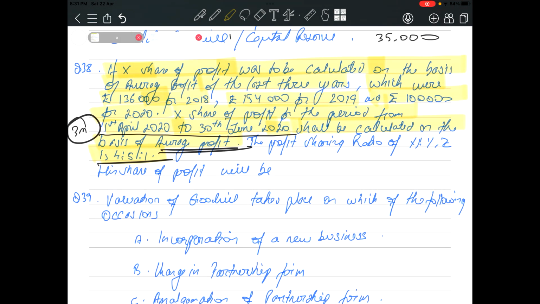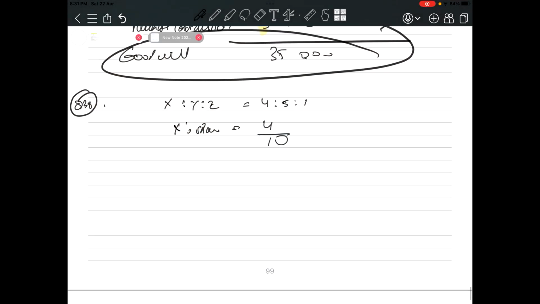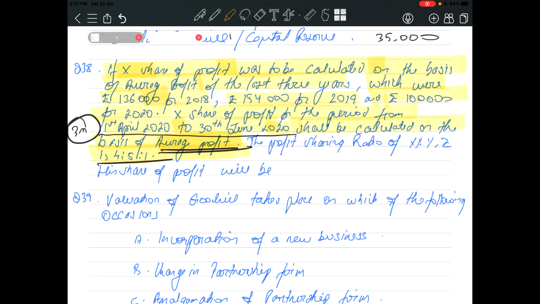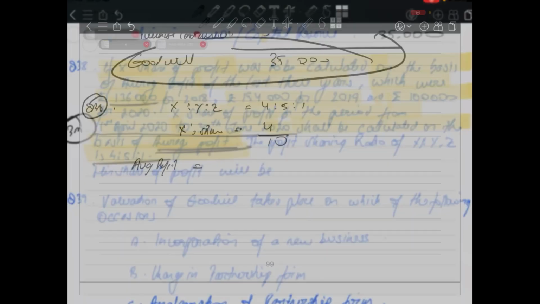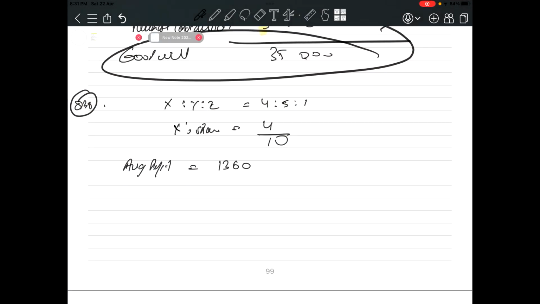We'll have to calculate X's share on the basis of average profit. So I know that I have to calculate average profit. Let's first calculate the average profit of 3 years. What is the profit of the first year? 1,36,000. This working will basically be done on rough.